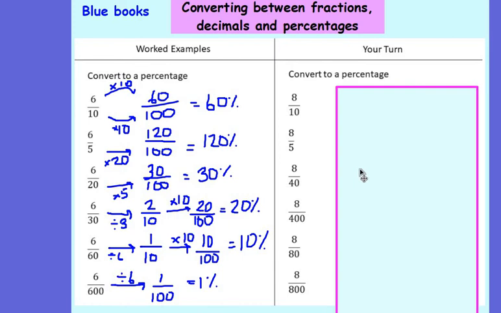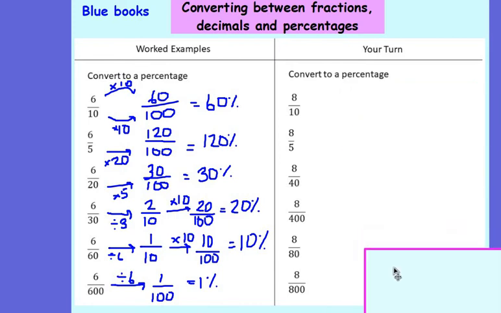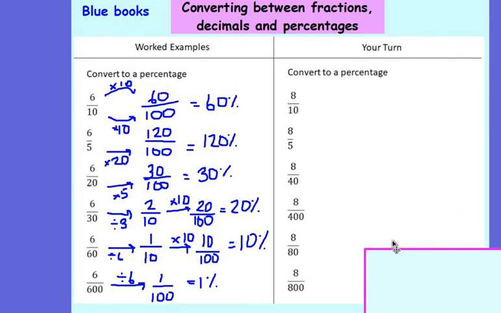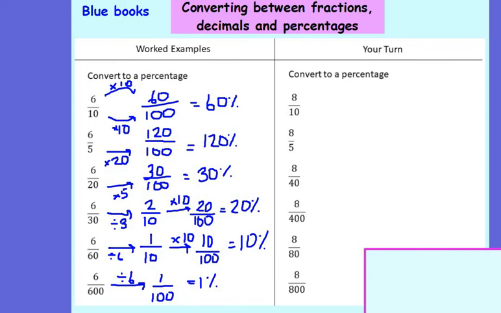Okay, let's go through the answers. The first one, I've got 8 out of 10. I want to convert that to something out of 100. I multiply top and bottom by 10, which gives me 80 out of 100, or 80%.